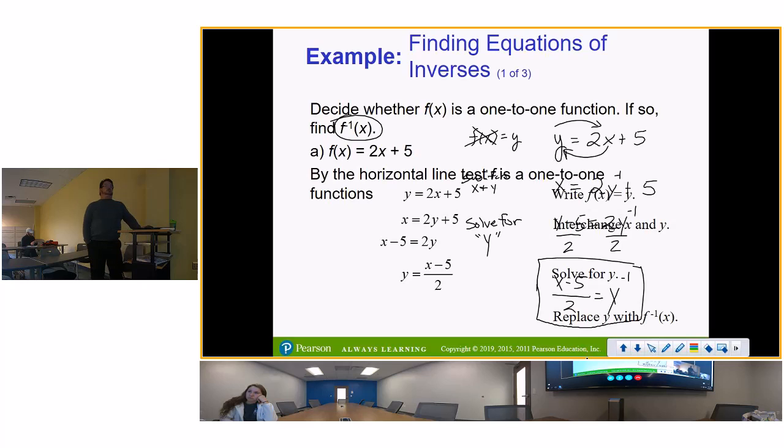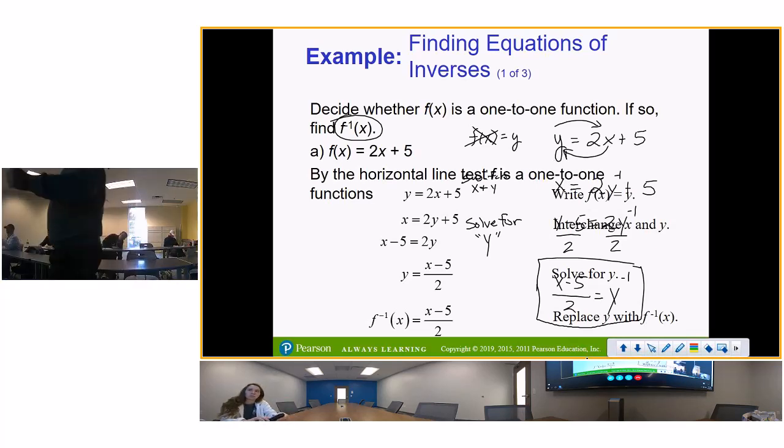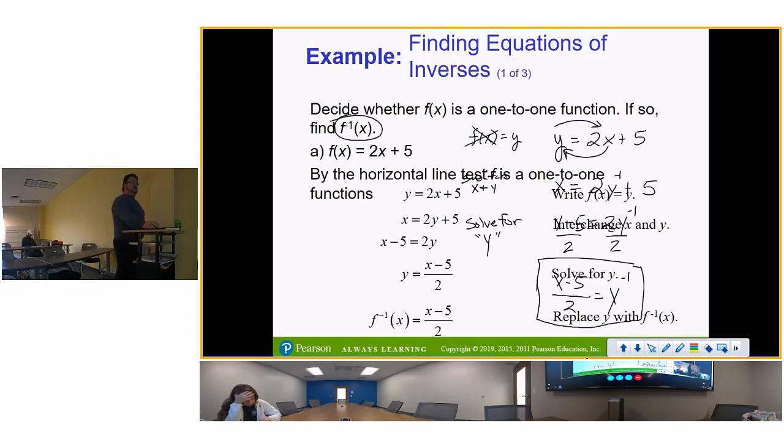So what is that? Well, I want you to take your calculators right now. Get out your calculators. And I want you to graph 2x plus 5. And then I want you to turn around and graph x minus 5 over 2. While you're doing that, I'm going to get out my handy-dandy calculator, which works half the time. Somebody write those down. F of x is equal to 2x plus 5. And y to the negative 1 is equal to x minus 5 over 2, because I'm not going to remember it.